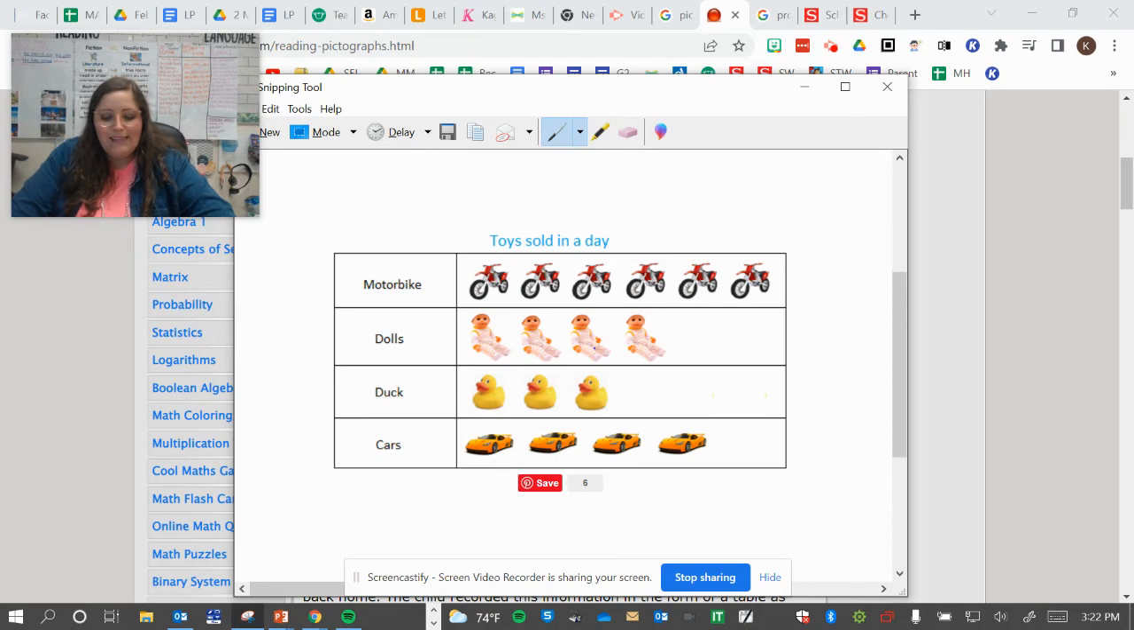Another question I might ask is how many dolls and ducks were sold together? It may not even say together. It may just say how many dolls and ducks were sold. So I would count the dolls, 4, the ducks, 3, and I would add those together. 4 plus 3 is 7.